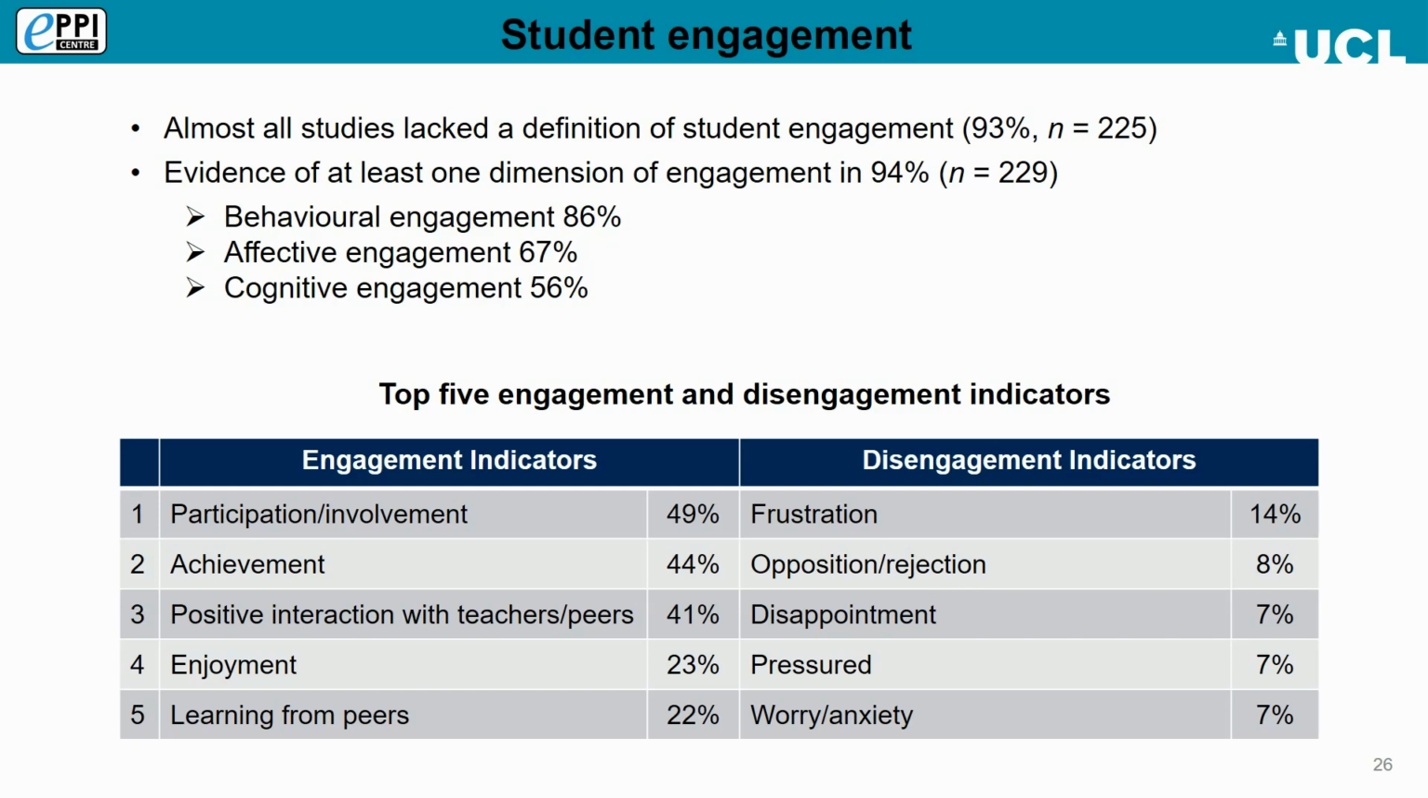The most prevalent disengagement indicators included frustration, opposition, rejection, disappointment, feeling pressured, and worry or anxiety. And there was a really huge disparity between the percentage of studies that indicated disengagement indicators as opposed to engagement, which you can see here by the percentages.